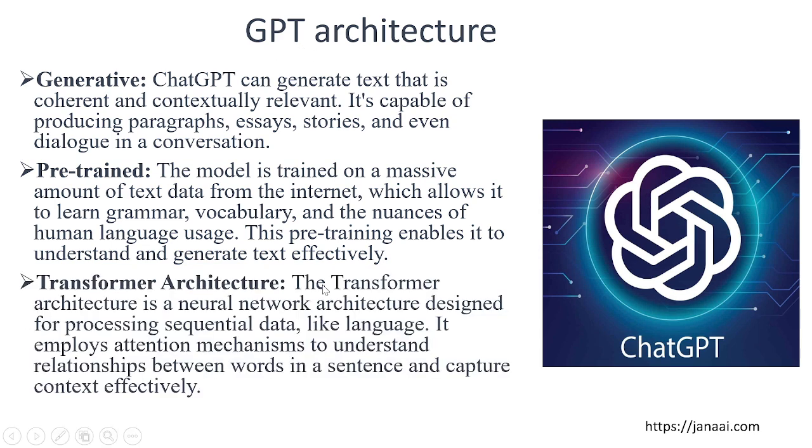T means transformer architecture. The model is used by the transformer architecture. This transformer architecture is a neural network, a neural network architecture designed for processing sequential data. Whatever data we are providing, suppose: what is the capital of India? This is sequential data, right? First we are giving the subject, then verb, then object, whatever we are giving. These are all called sequential data, like language. Whatever language I am speaking, this is also sequential data.